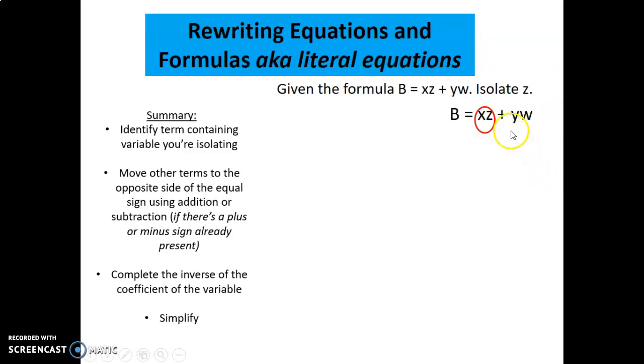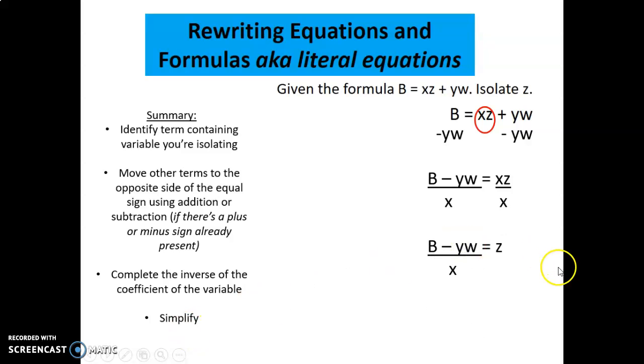So the first thing I'm going to do is the opposite or inverse of this. Subtract y times w. Notice that I can't combine that with b. They're not the same combination of letters, so they just simply get put side by side on the same side of the equal sign. And I'm still going to complete the inverse of the coefficient of the variable. So this says x times z, so what I would do is divide by x to get z by itself. Is there any simplification to be done?